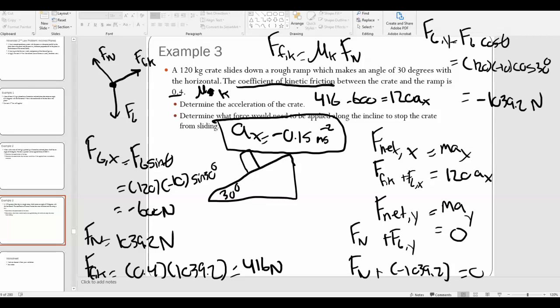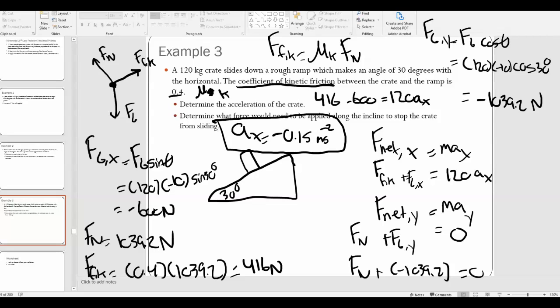Okay, so pause it there if you need to look at that some more. And then on your own, I want you to try to answer the last question. It says, determine what force would need to be applied along the incline to stop the crate from sliding at all. Okay, and so if you understand conceptually everything that's happening, this should be a very, very easy question. You shouldn't have to do a ton of crazy calculations to answer that second question, but try to do that one on your own.